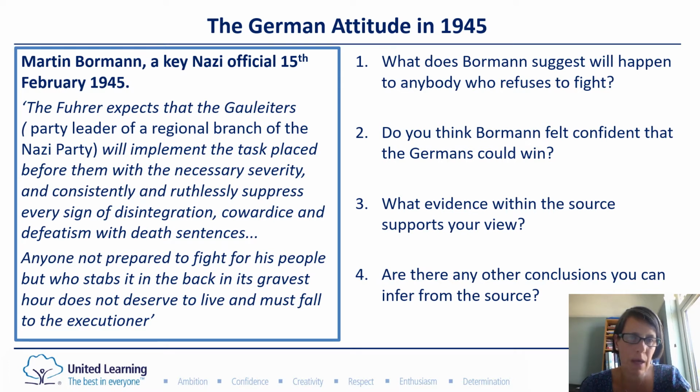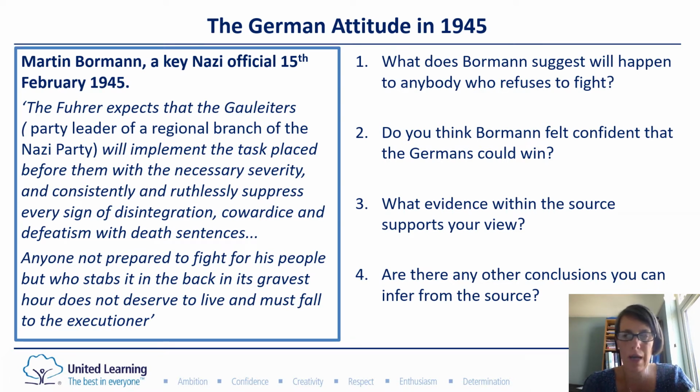And let's read the source together. So this is what he says. The Führer, Hitler, expects that the Gauleiters, who are party leaders of different regions in Germany, will implement the task placed before them with the necessary severity and consistently and ruthlessly suppress every sign of disintegration, cowardice and defeatism with death sentences. Anyone not prepared to fight for his people but who stabs them in the back in his gravest hour does not deserve to live and must fall to the executioner.